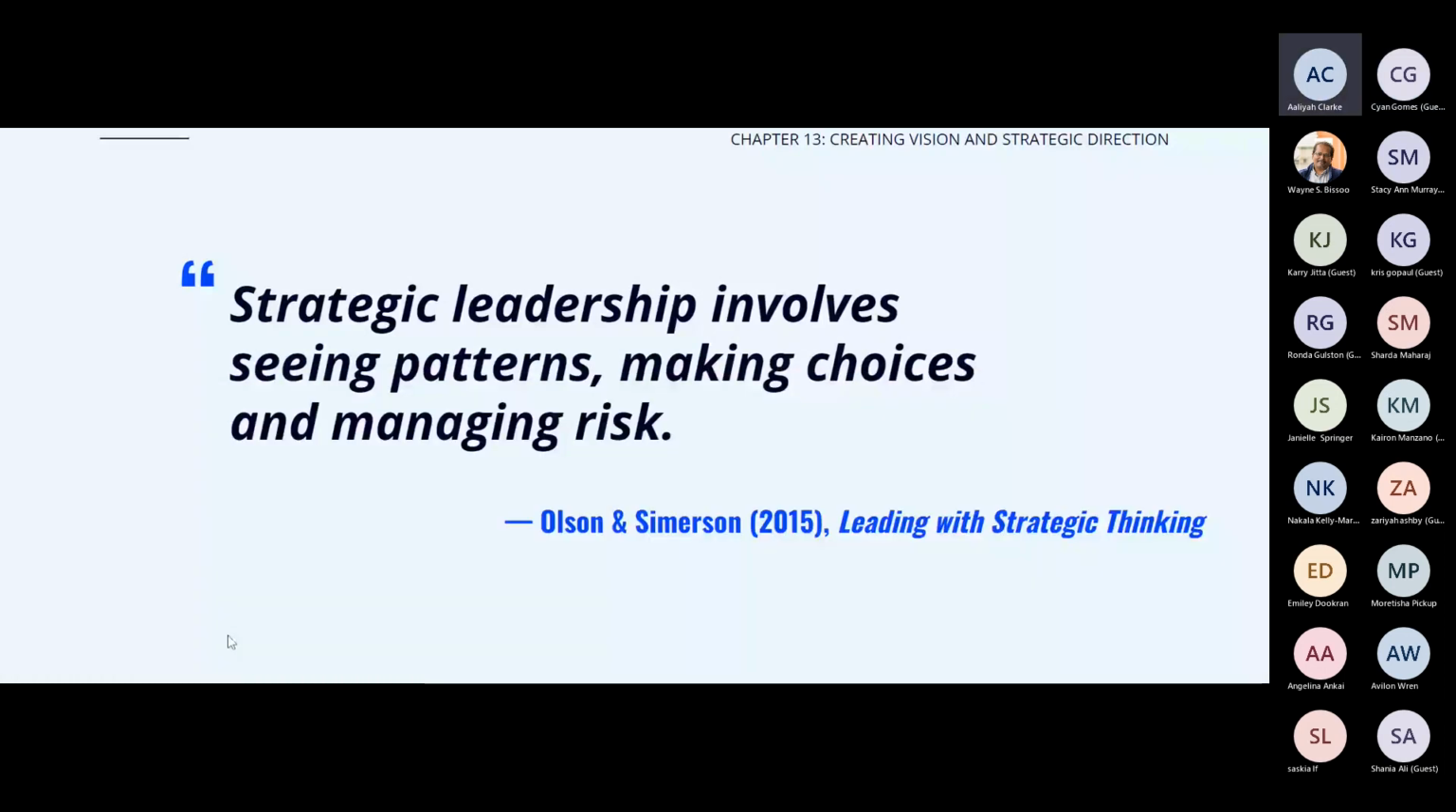Right. So this is a quote here from Olson and Simmerson's 2015 book, Leading with Strategic Thinking. And it's just something to keep in mind and help us open up our understandings as we go into this chapter. So strategic leadership involves seeing patterns, making choices, and managing risk. So let's get started.